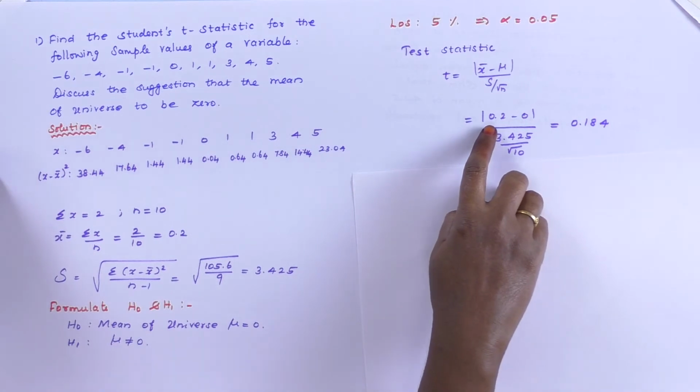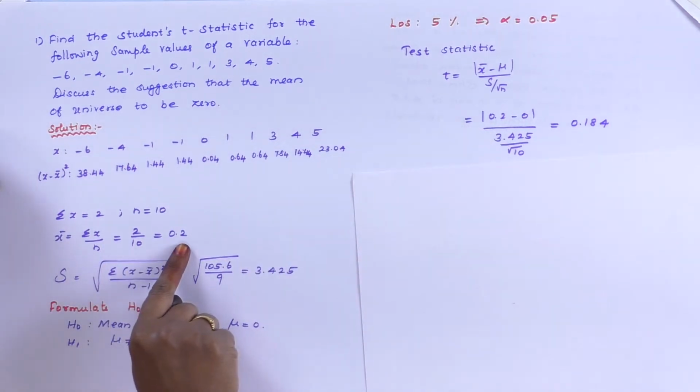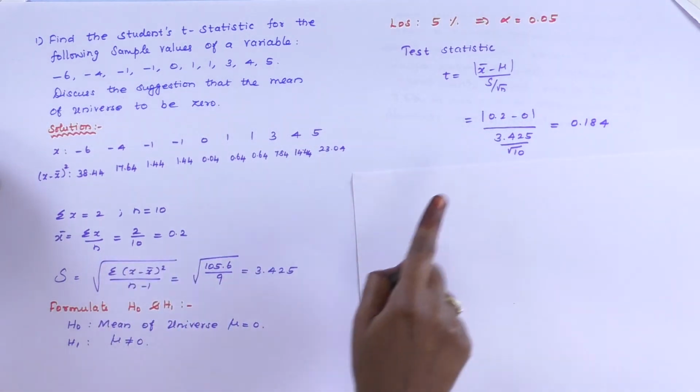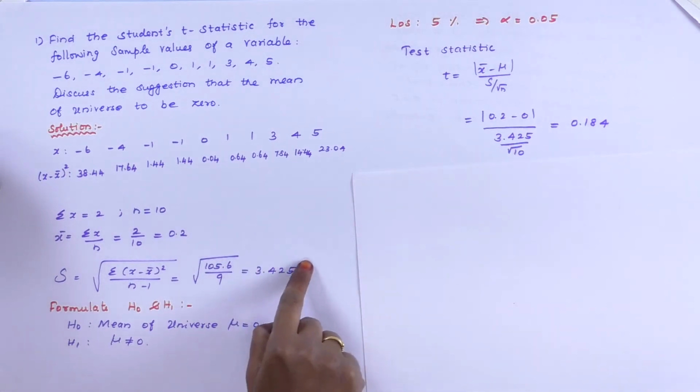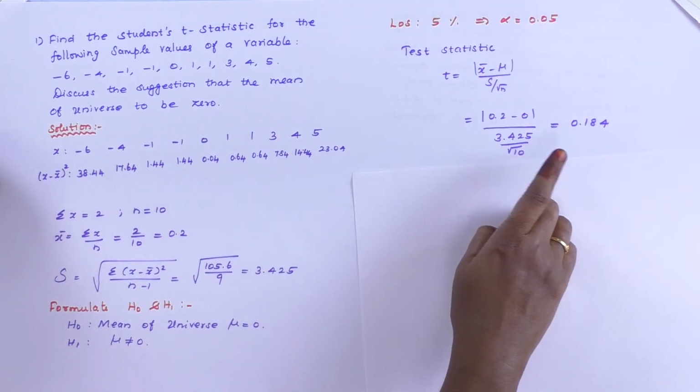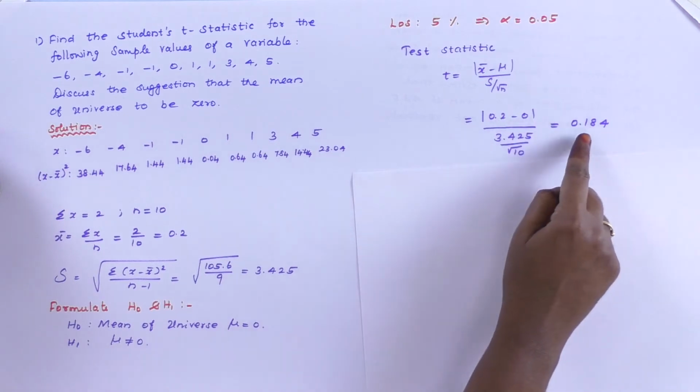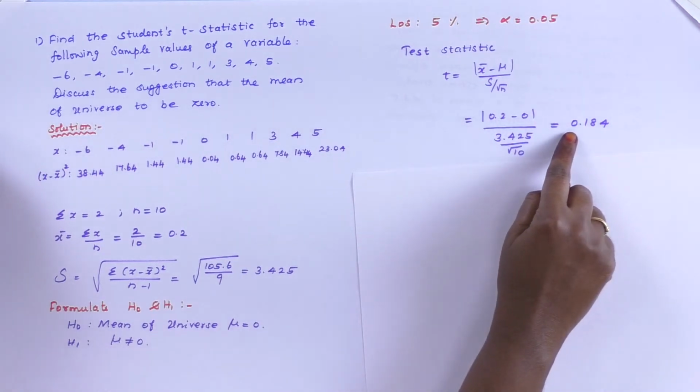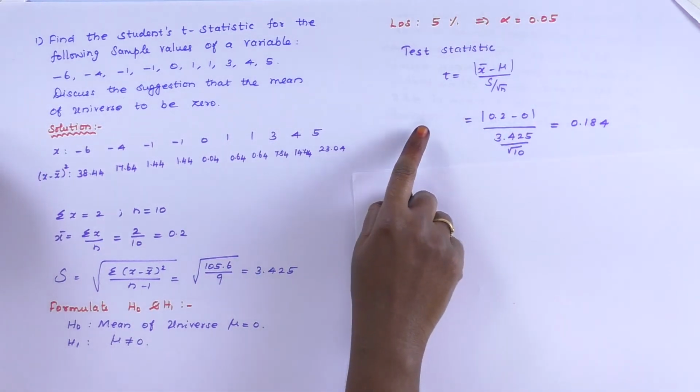We get x bar is 0.2 and mu is 0, divided by S value 3.425 divided by square root of 10. Simplifying this equation we get the answer 0.184 for the calculated T value.